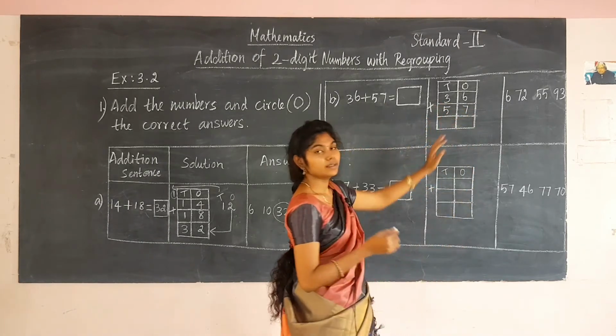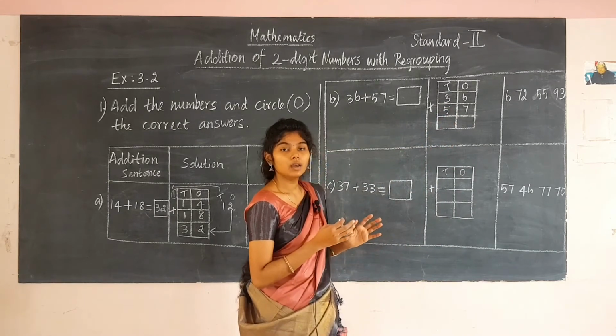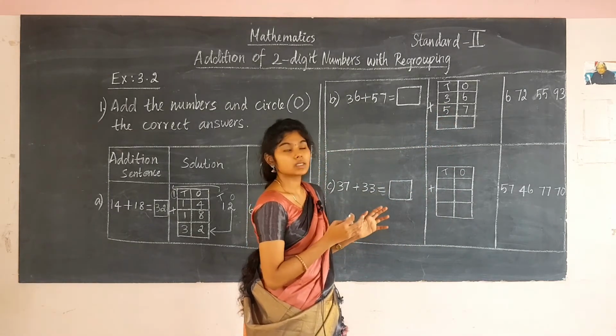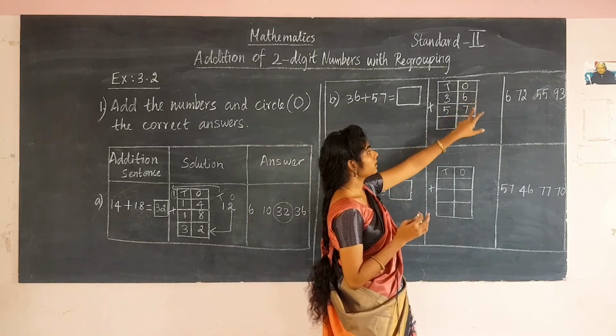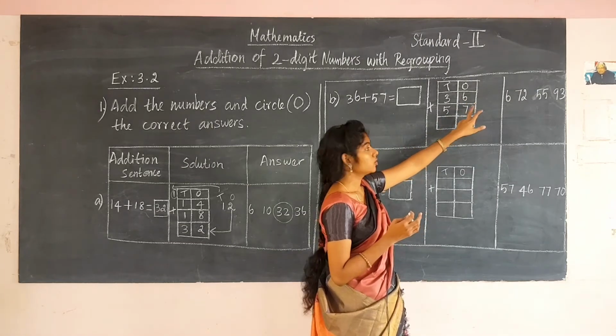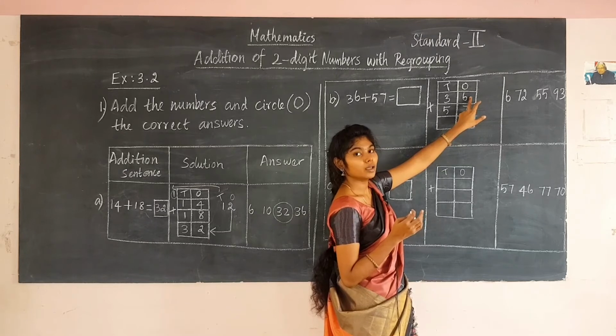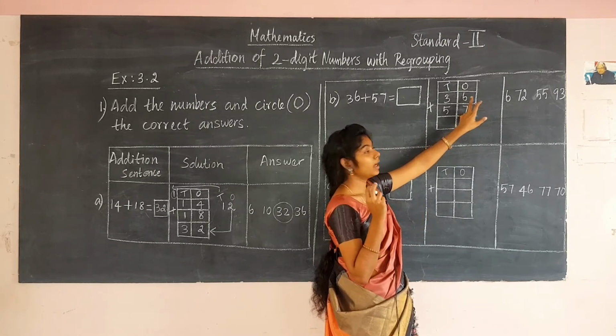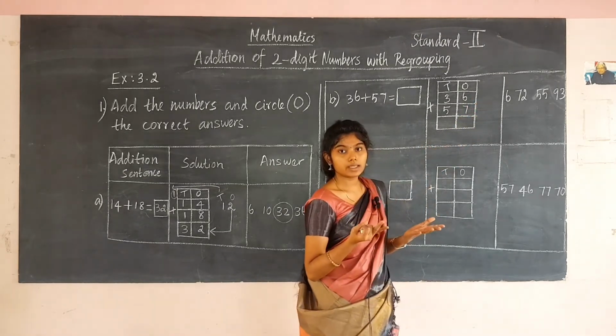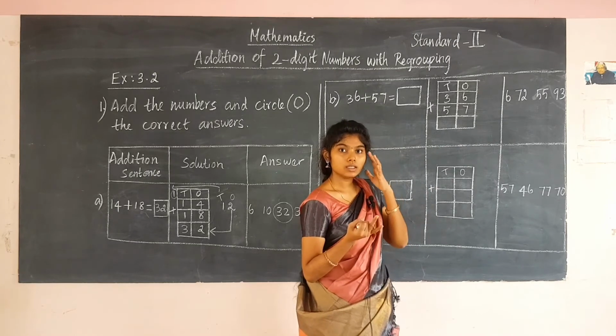Now we have to add these numbers. First, where will we add? In the ones place. So add in the ones place numbers 6 and 7. So how will you add? 6 should be in your mind. Take 6 in the mind and 7 in the fingers. 6 is in your mind.